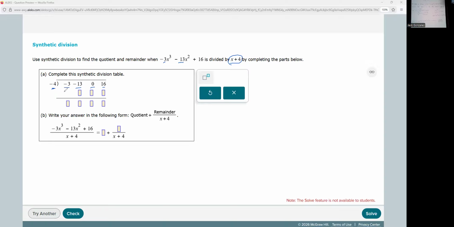So this is what you do. You bring down the negative 3. Then you do negative 4 times negative 3. This is positive 12. We put a 12 there. Then you add up negative 13 plus 12, which is a minus 1. And then you do negative 4 times negative 1. That gives me a positive 4. 0 plus 4 is 4. Then again, negative 4 times 4, negative 16. Add those up and you get a 0. So let me use their number. It's prettier.